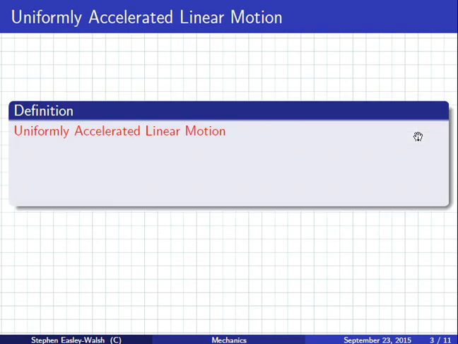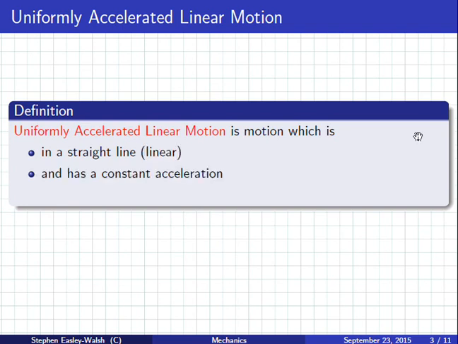Right, so we just need to define some terms first. This is the full title, Uniformly Accelerated Linear Motion. But often people just say linear motion. So what is this type of motion? Well, firstly, it's movement or motion in a straight line. So that's the linear part. And has a constant acceleration. The acceleration doesn't change, it's constant. That's the uniformly accelerated part.